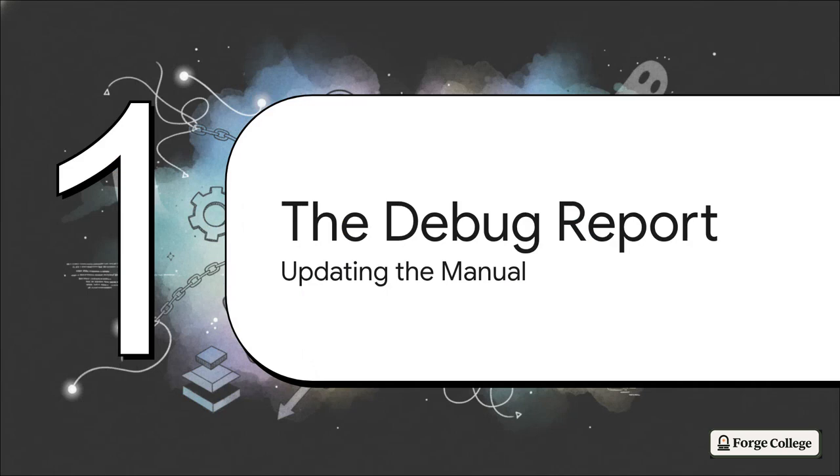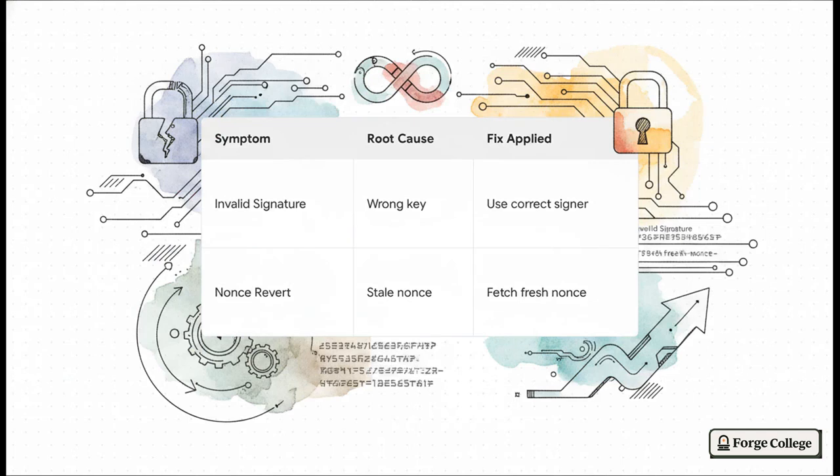Section 5. Building the debug report, updating the manual. Look, a good engineer never just kicks a machine until it randomly works and then walks away. If you can't hand your documentation to a peer and have them seamlessly reproduce your fix, then the bug isn't actually resolved. You've got to create a concise, one-page debug report.